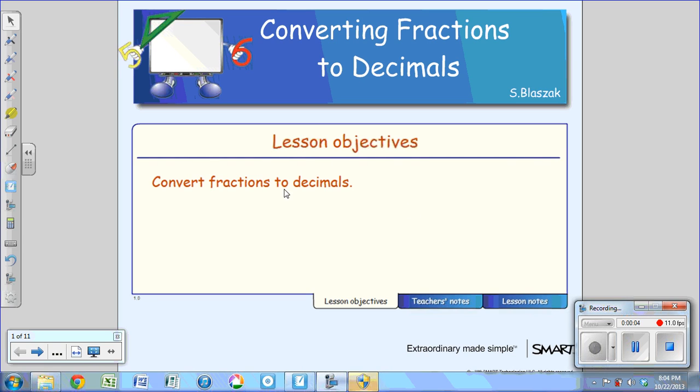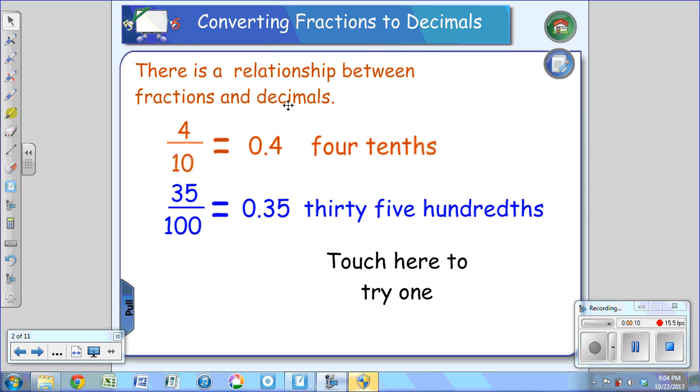Okay, so tonight we're going to talk about converting fractions to decimals. There's a relationship between fractions and decimals. So if I were going to say this fraction right here, I would say 4/10. If it's written as a decimal, it's also 4/10. So sometimes if you can just read the fraction correctly, you can kind of tell what decimal it is equivalent to. This one is 35 hundredths, so 0.35 or 35 hundredths.